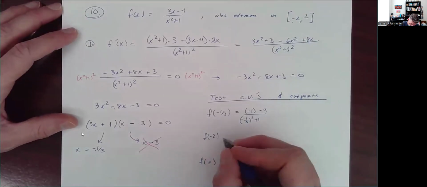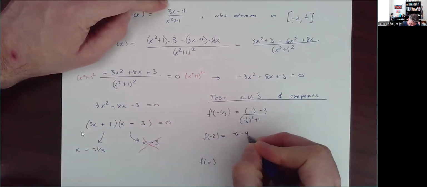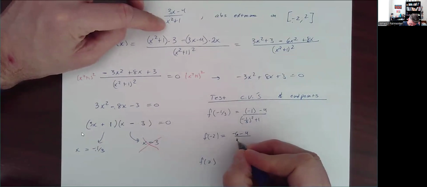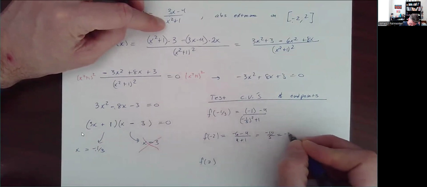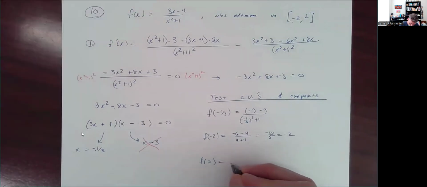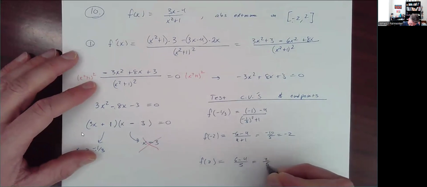So f of negative 2 is going to be 3 times negative 2, so negative 6, minus 4, over negative 2 squared plus 1, which is negative 10 over 5, which is negative 2. Interesting. And f of positive 2 is going to be 6 minus 4, also over 5, which is going to be 2/5. All right, let's check this out.